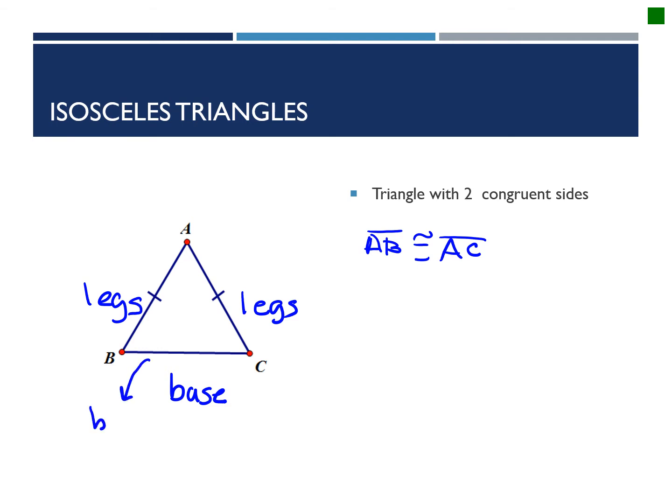This is a base angle. This is also a base angle. And then angle A is the vertex angle, and that's the angle between the two legs. It's important that you know those because we're going to talk about them in theorems.